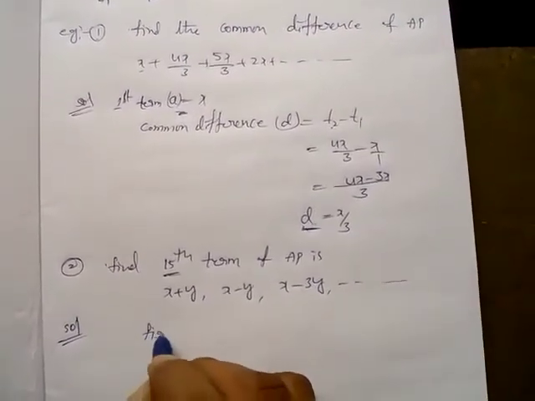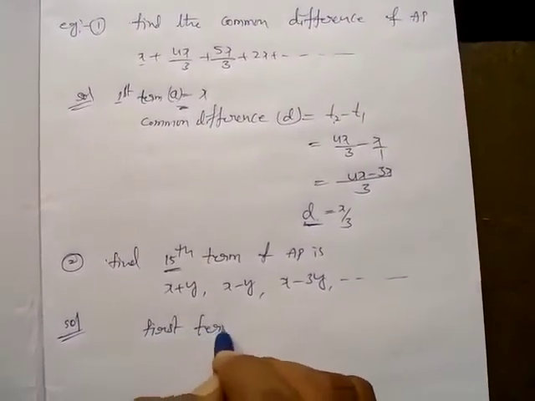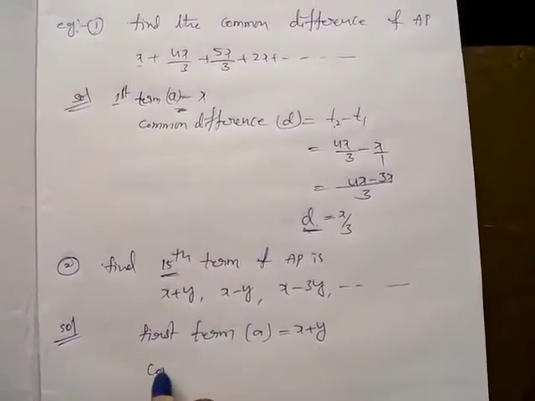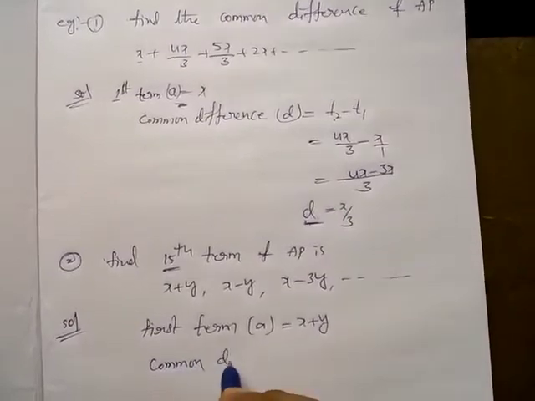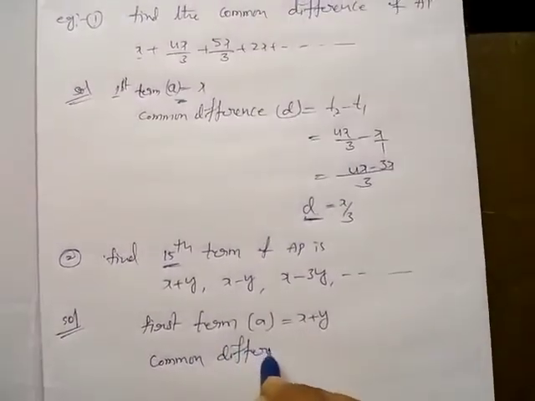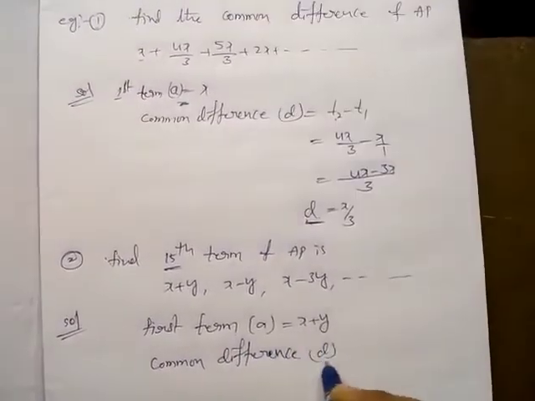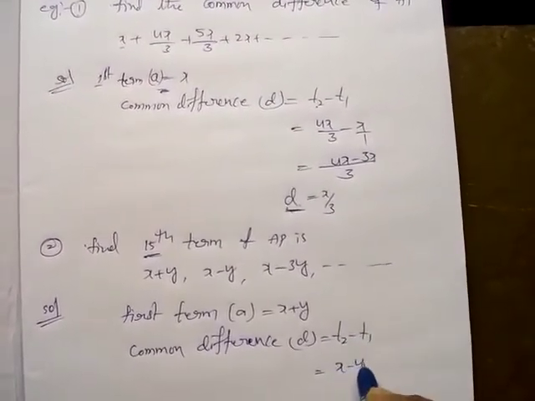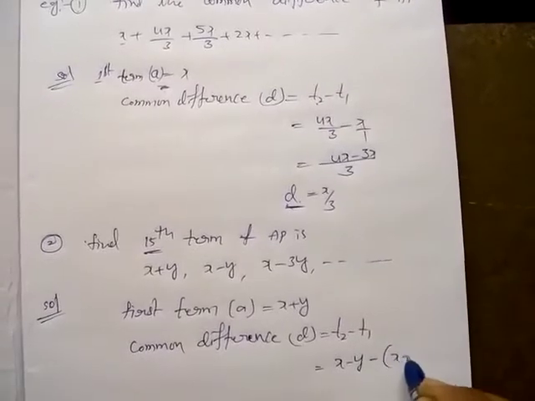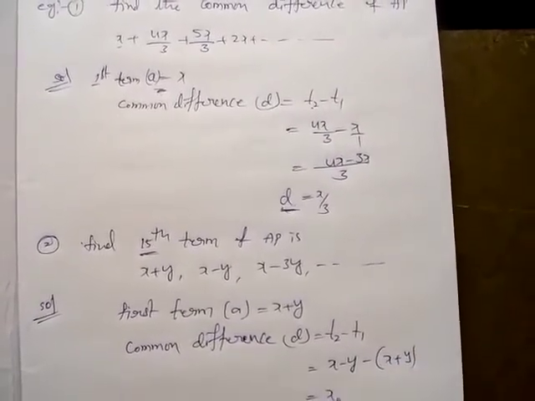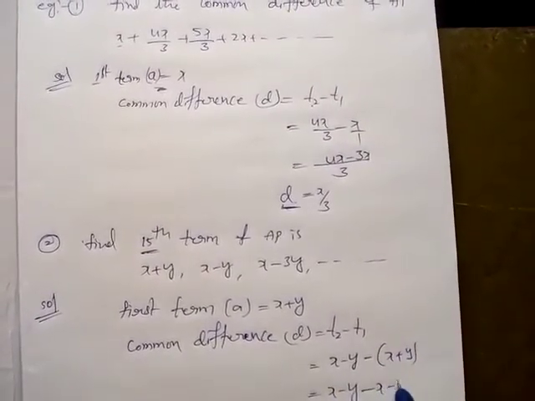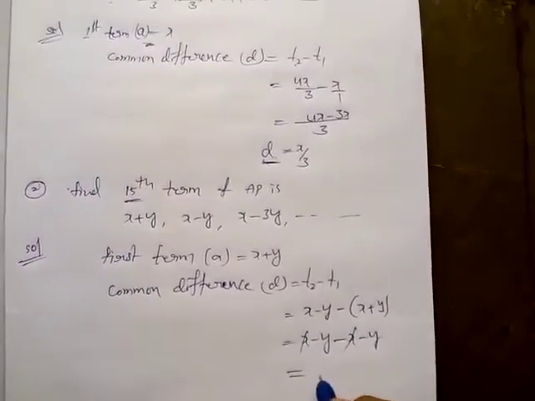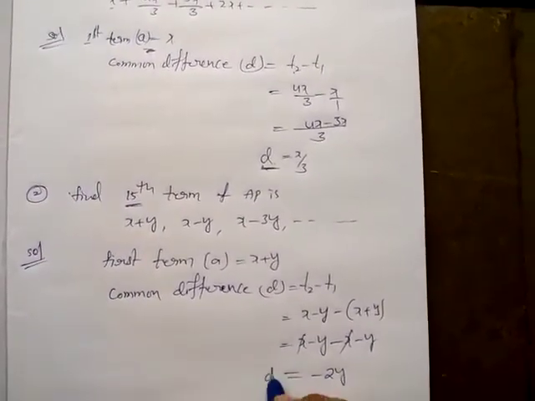First term A is equal to x plus y. So the common difference D is equal to T2 minus T1. So x minus y minus of x plus y. So x minus y minus x minus y. So plus x minus y, plus x minus x cancel, minus 2y. That is the common difference.